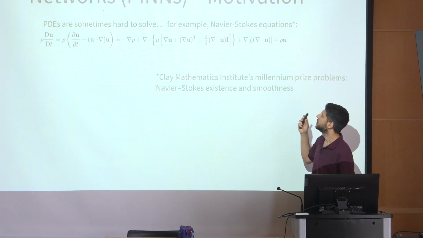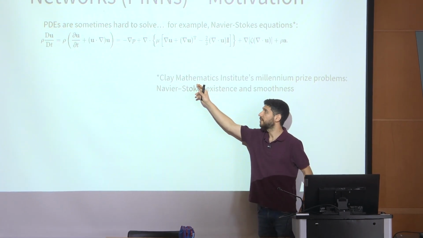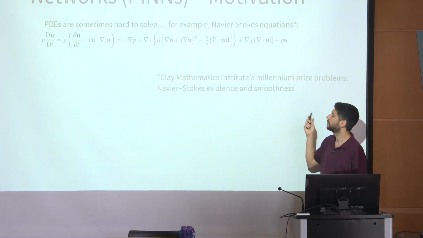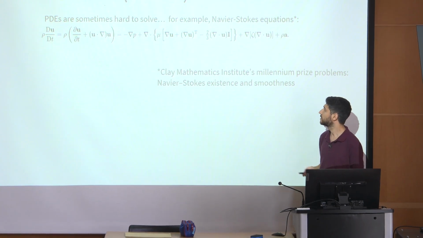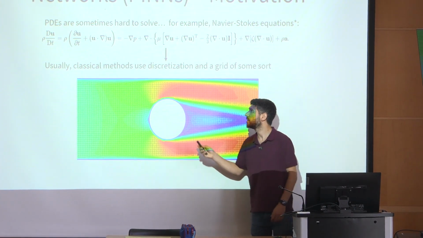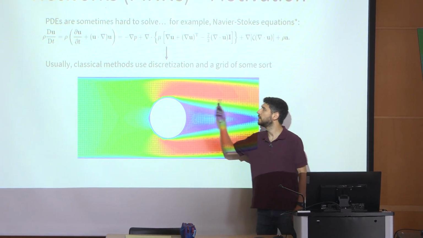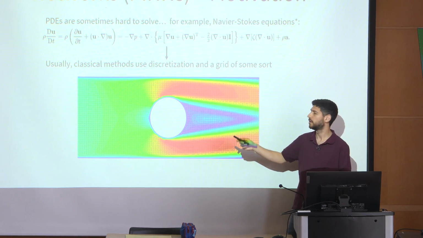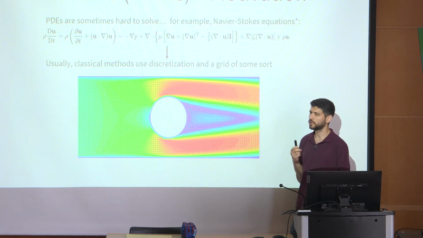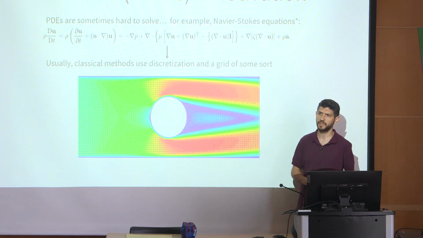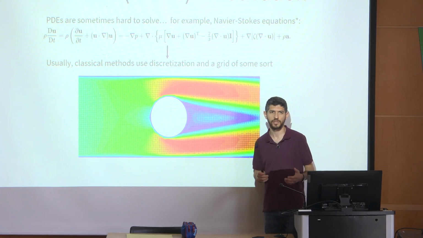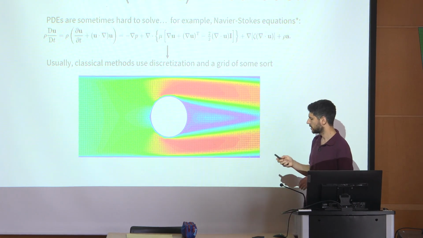And the Navier-Stokes equation is one of the Clay Mathematics Institute Millennium Prize problems. So it's very important and widely used. Usually, to approximate it, classical methods use some sort of a grid and a discretization of some sort, but it usually can't capture the small details while being able to approximate the larger resolution, the larger features.